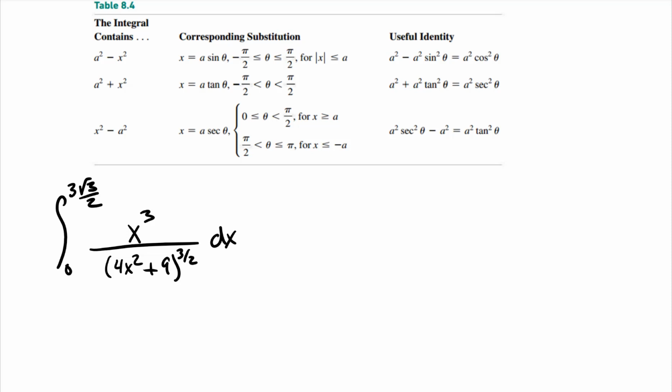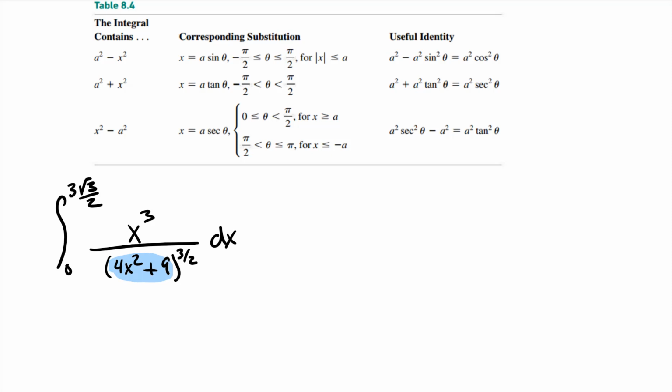Oh! So we have some bounds from 0 up to 3 times the square root of 3 over 2. And we have x cubed divided by some garbage. All right, so this is worst case scenario. You probably just pick up a step, but I'm going to move quickly, or this problem's going to take like 20 minutes, and I don't want it to take 20 minutes. So we're going to choose a substitution.